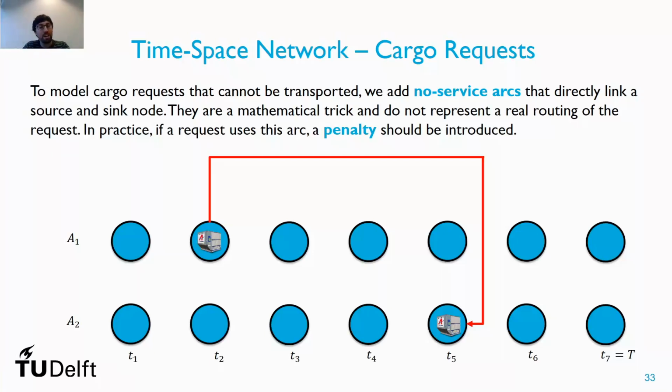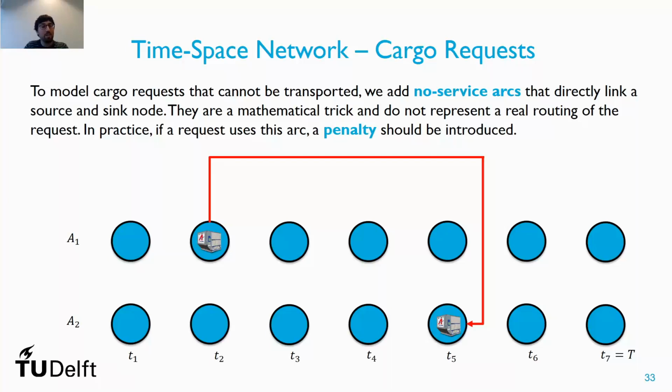And if we use this arc, basically we are mathematically delivering the request to destination, but in practice we are deciding not to transport the request in the first place. And as such, this arc should be, for each request, associated with a penalty which is high enough to make the model avoid this arc unless it's the only feasible solution somehow.